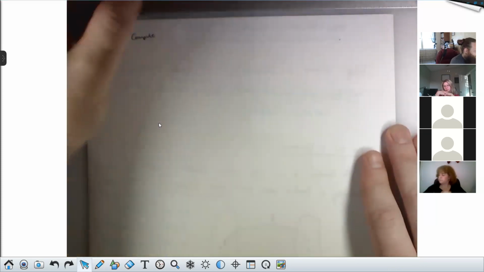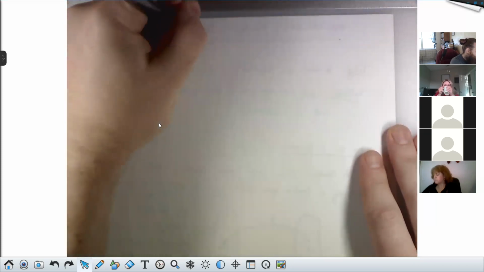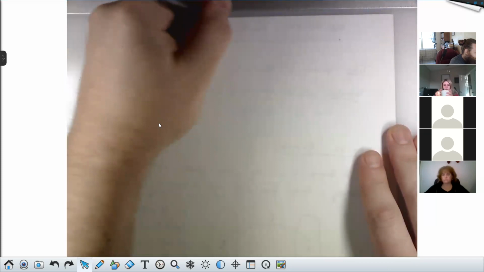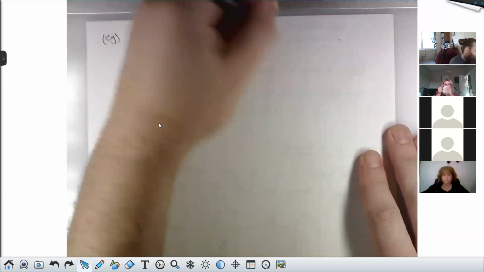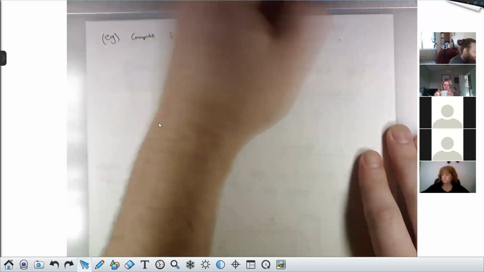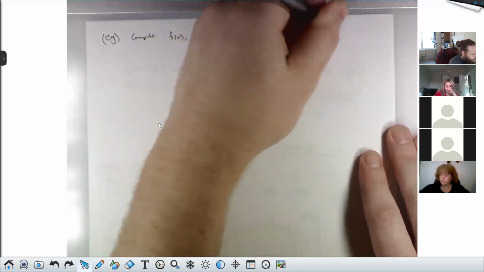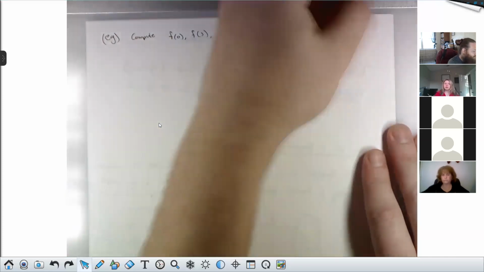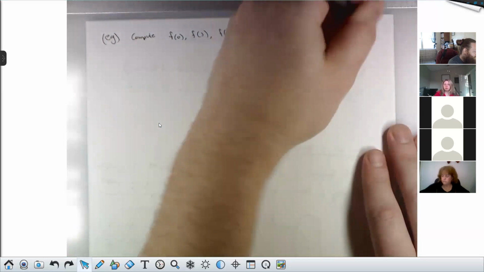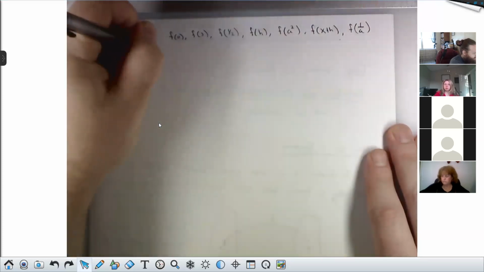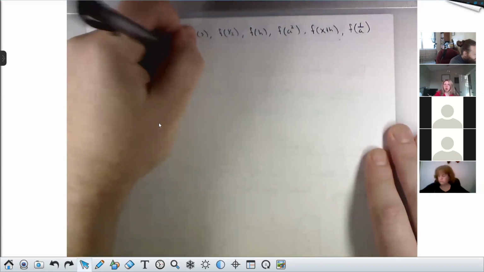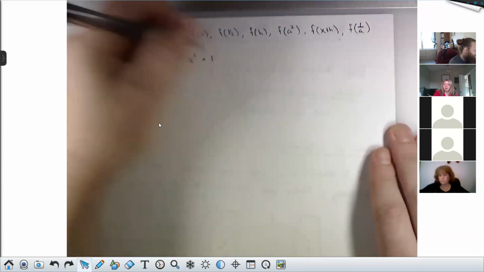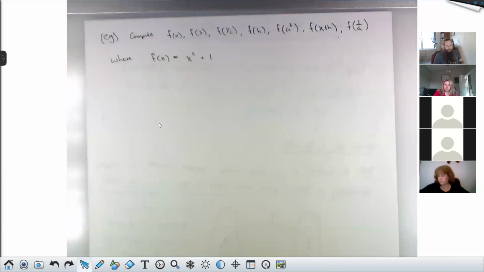a bunch of things. Let's do f of 0, f of 3, f of 1/2, f of h, f of a squared, f of x plus h, and f of 1 over a, where f of x is the function that, let's keep things simple for now, x squared plus 1. So I've got this big list of things I want to compute.